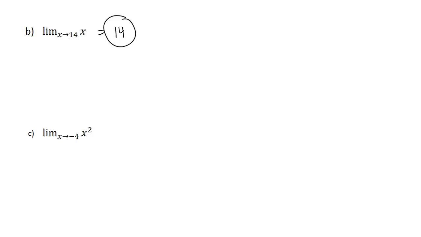And for this next example, this is one of those x to the n. So the limit as x approaches negative 4 of x squared is going to be negative 4 squared, which is positive 16. And that is the answer. Now you can verify this by graphing these functions, f of x equals x, f of x equals x squared, so on and so forth. And you will see that that is the point that they approach.